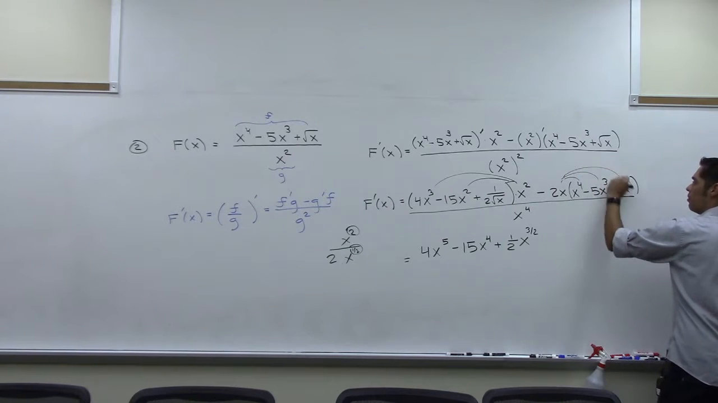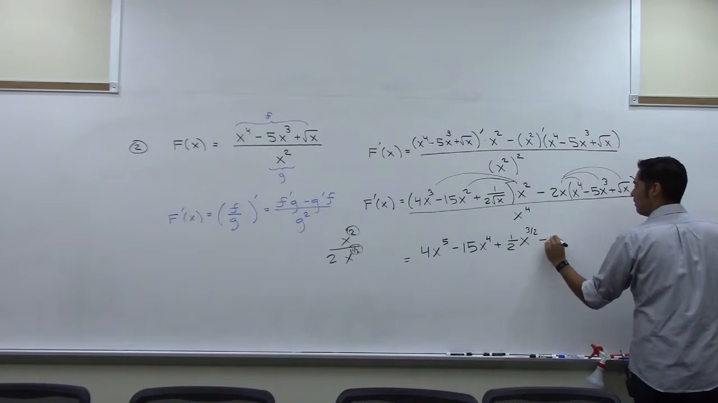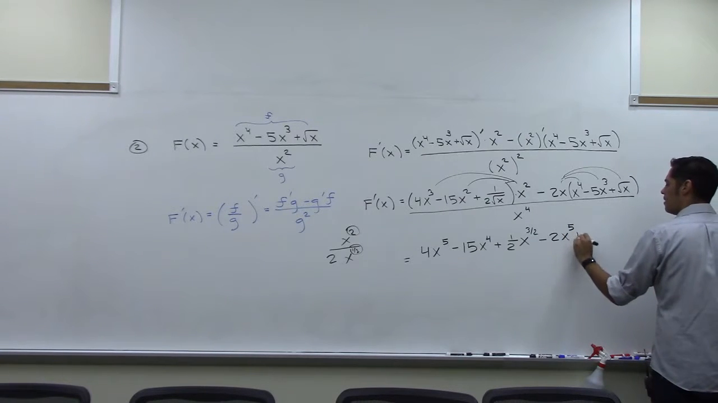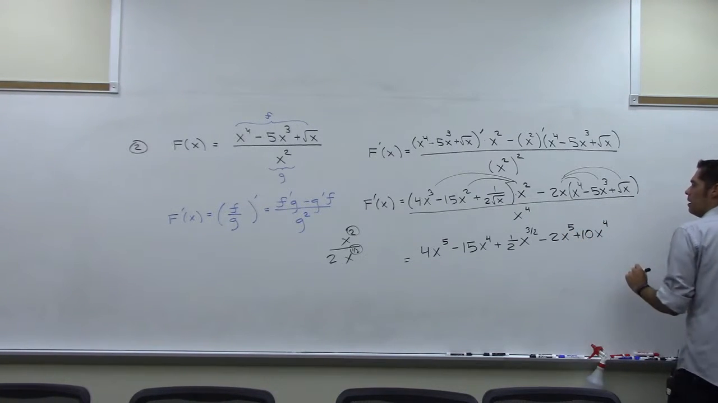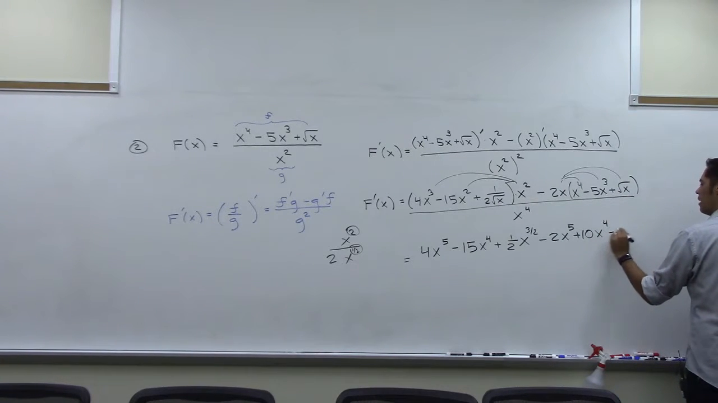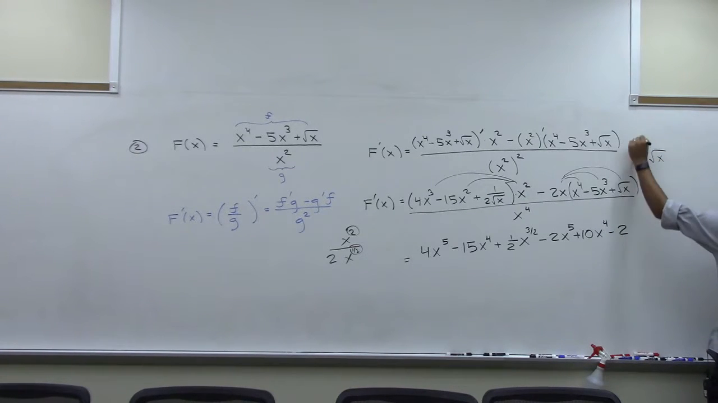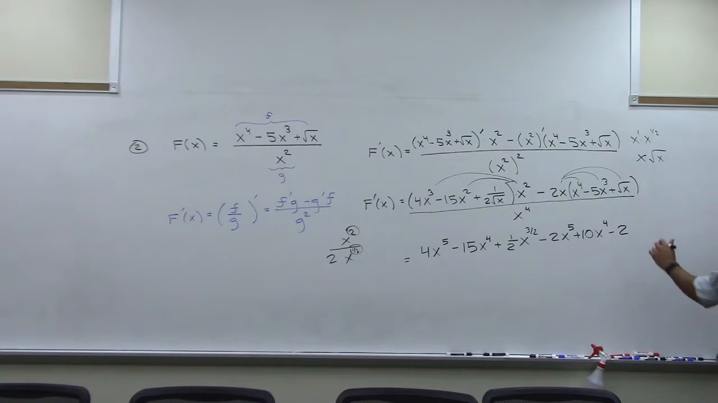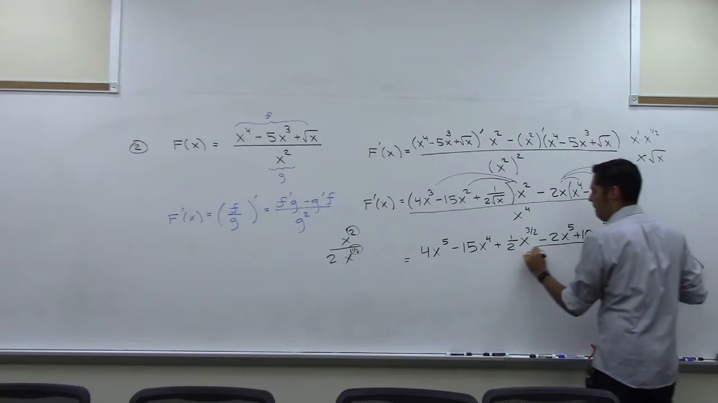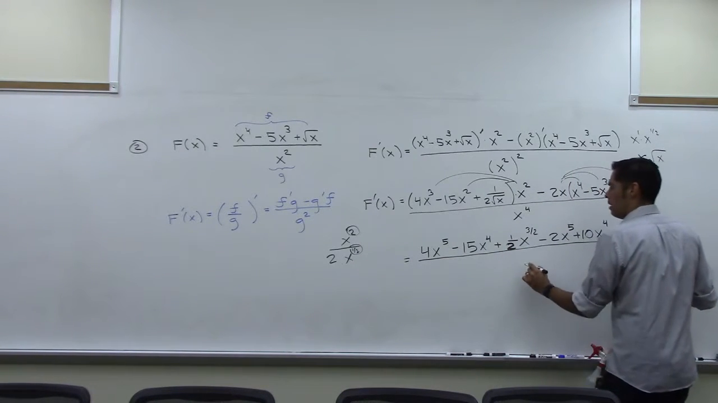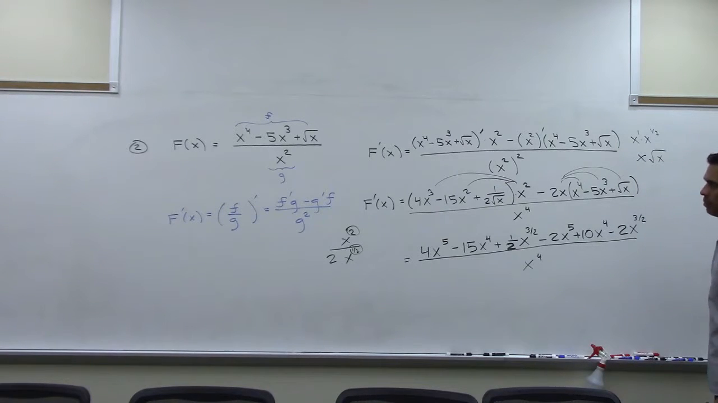Now I'm going to distribute through here, negative 2x times this. So we get negative 2x to the fifth, positive 10x to the fourth. And then finally this times this, we get negative 2, and remember, we're multiplying x times root x times root x, the same as x times x to the half. Add the exponents, you're going to get 3 halves again. Hold on a second. Yeah, 3 halves. So x to the 3 halves. And then all of this over x to the 4th. My goodness, what a mess.